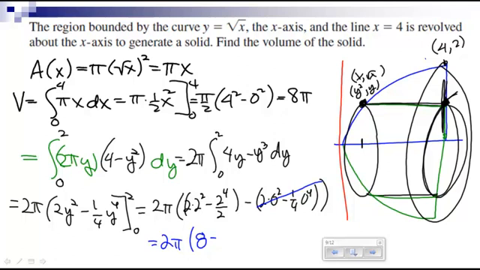Oh, that should be a 4 there. Sorry. That's good. All right. 2 to the 4th is 16. Divided by 4 is 4. 2 pi times 4 is 8 pi. All right, we got the same answer twice.